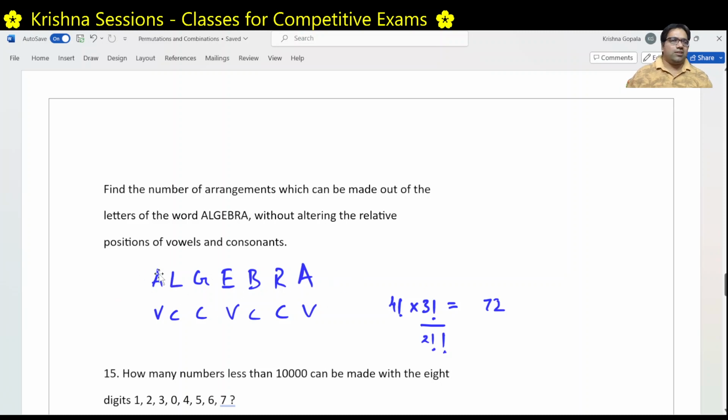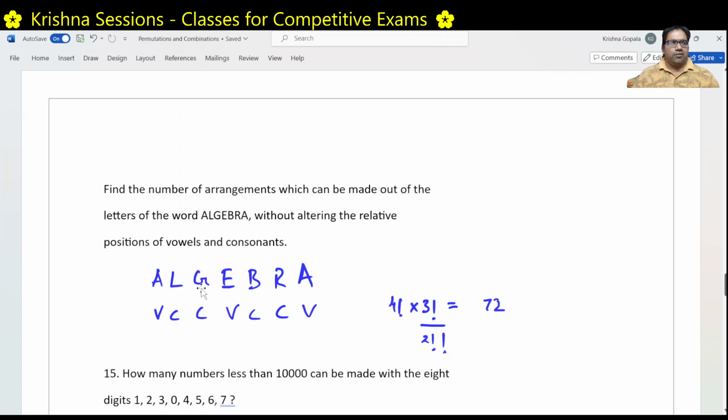The structure cannot change. What he is trying to say is that A, E, A, these three can get interchanged among themselves, and L, G, B, R, these four can interchange among their positions. Then only the overall structure will remain the same. If you try to alter A and L, then the relative position will change. So to maintain the relative position, in the slots of vowels we have to put only vowels, and in the slots of consonants we have to put only consonants.